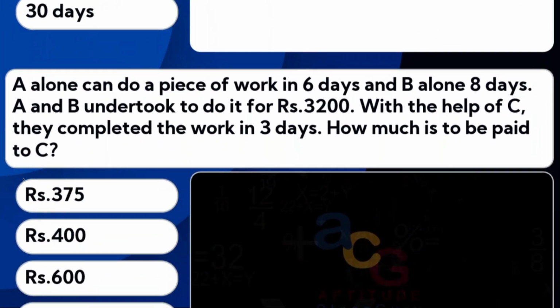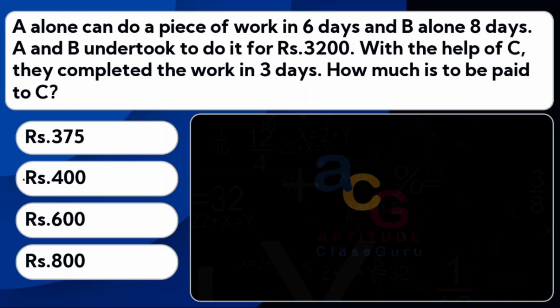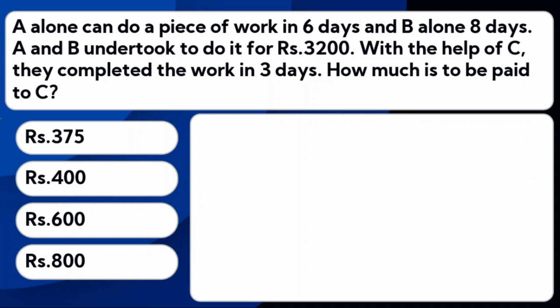Just look at the next problem. A alone can do a piece of work in 6 days and B alone in 8 days. Okay, just start with a quick explanation. So per day 1 by 6, per day 1 by 8. This is the work done by A, this is the work done by B, and A and B undertook to do it for 3,200 rupees. With the help of C, they can complete the work in 3 days. So they are also taking the help of C, but we don't know in how many days C can complete the work. How much is to be paid to C?